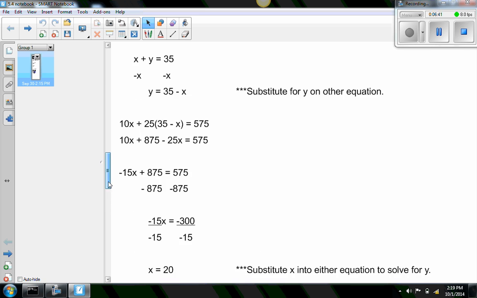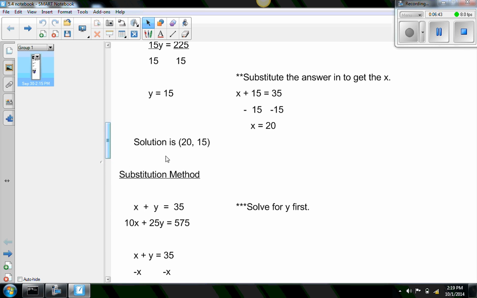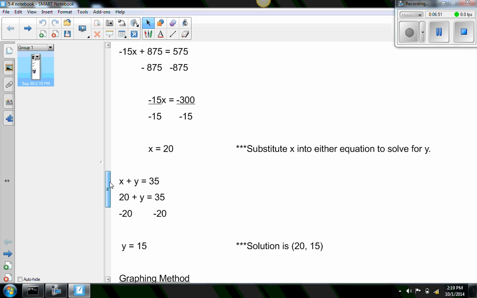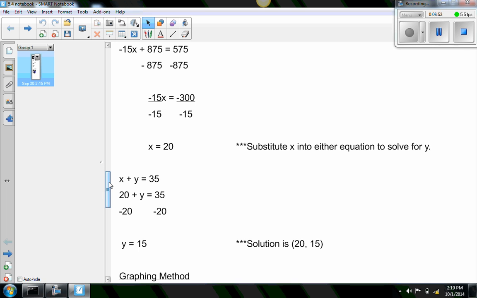Isn't that amazing how I got the same answer that I did up here? I should, right? No matter which method I choose to solve it, I should still come up with the same answer. So my solution is still (20, 15). So I still need to do the graphing method.